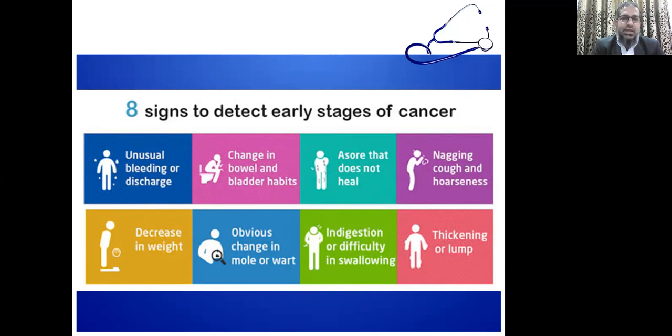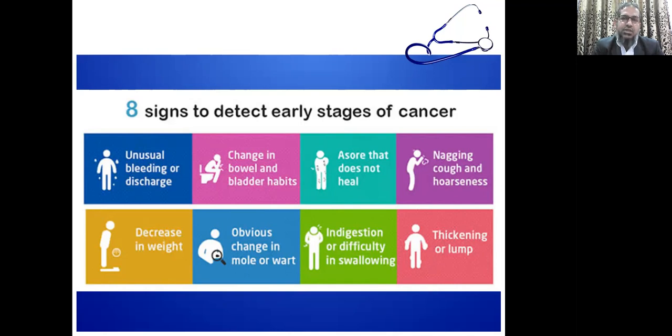The usual signs and symptoms found in an individual are: first, unusual bleeding or discharge from any opening of the body, like mouth, anus, urethra, or any part of the body. Then change in bowel and bladder habits. Suppose a person was having regular bladder and bowel habits, and there is a sudden change. A sore that does not heal, like an ulcer over the body that is not healing even after taking treatment for a long time.